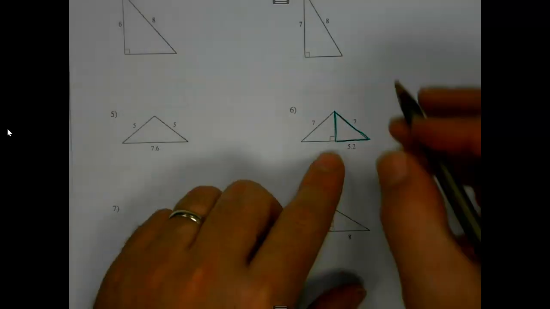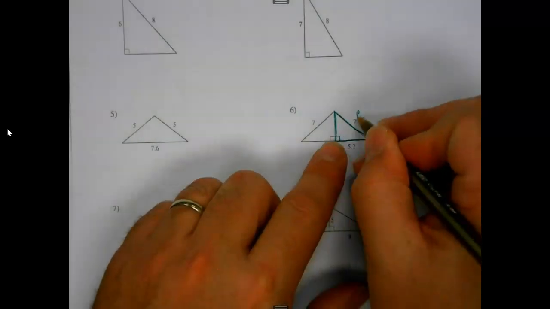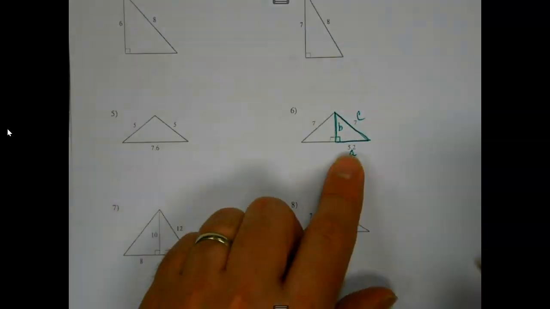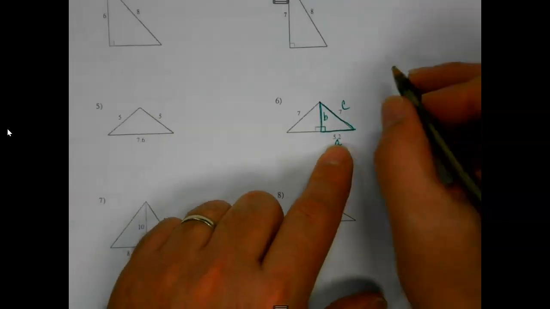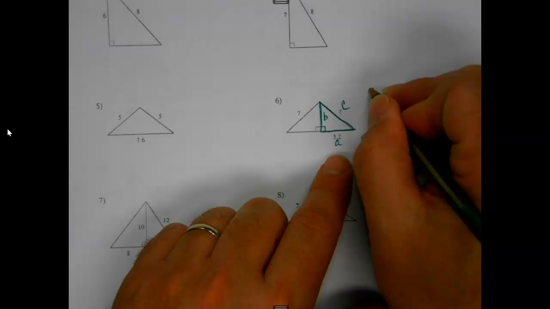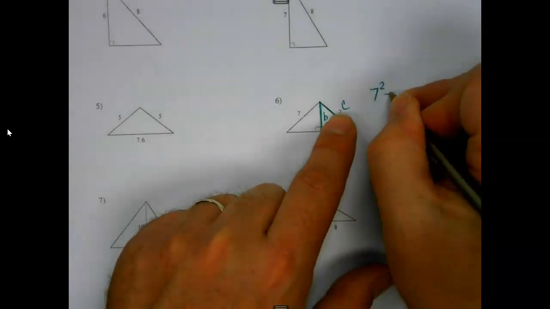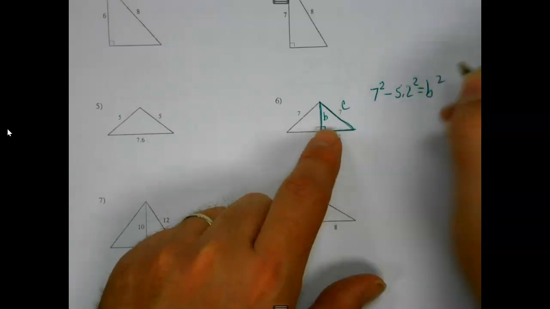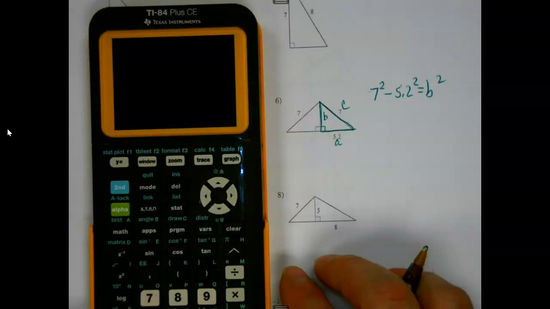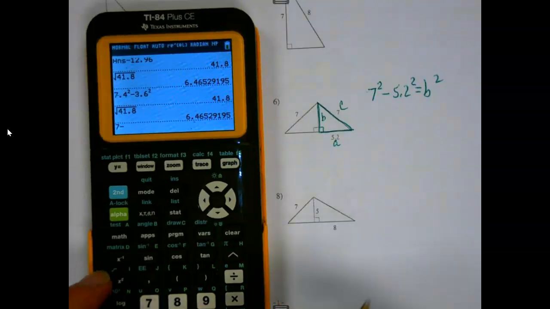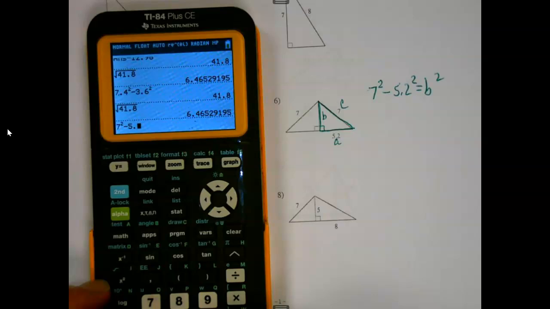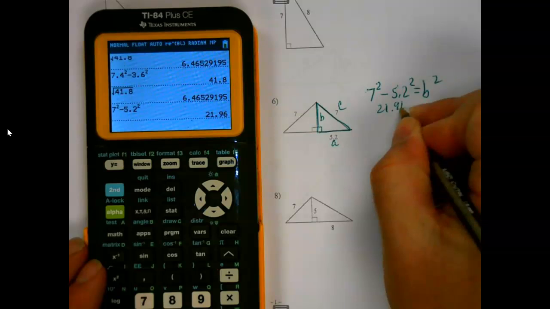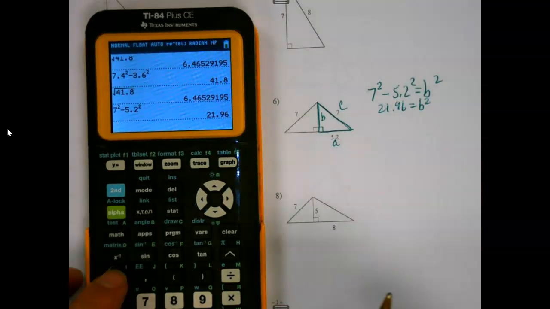So over here, there's my C. Here's my A and B. So for this piece, I'm going to go Emily style here because I want to shorten this up because I don't have a ton of room. So we're going to do C squared minus A squared. We're going to find that first piece. 7 squared minus 5.2 squared. So we got 21.96. Then we have to do the square root.